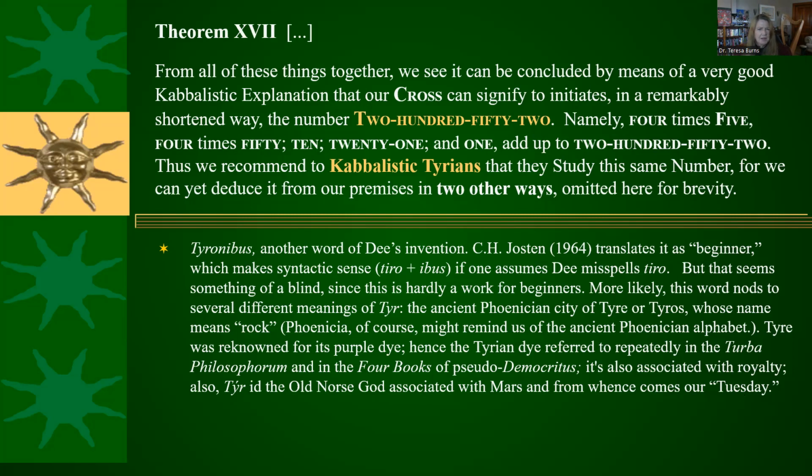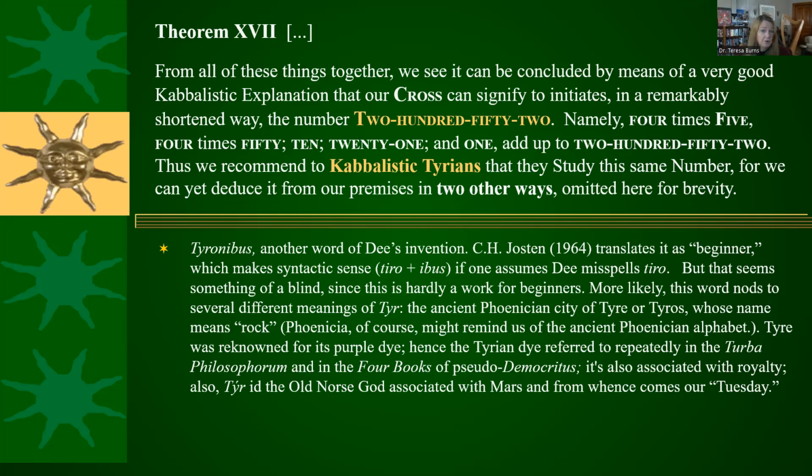But since we're talking about the Philosopher's Stone, and this has just followed the signs of the adept LVX back in Theorem 16, it hardly seems like it's a thing for beginners to be messing around with. So more likely, the word nods at several different meanings of Tyr, which is an ancient Phoenician city, sometimes called Tyr, Tyre, Tyros. The name of that means rock or stone.